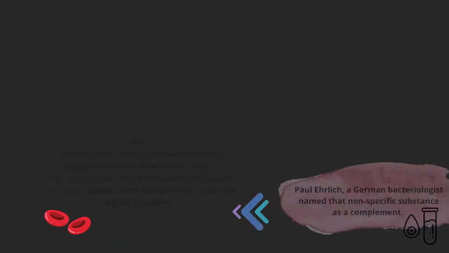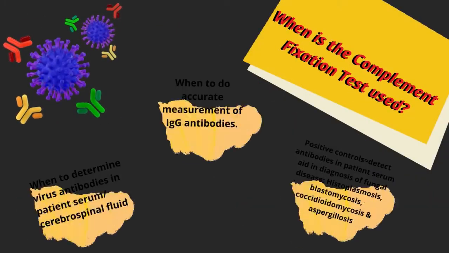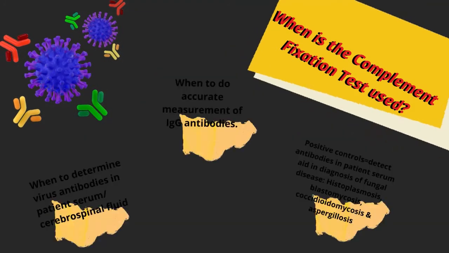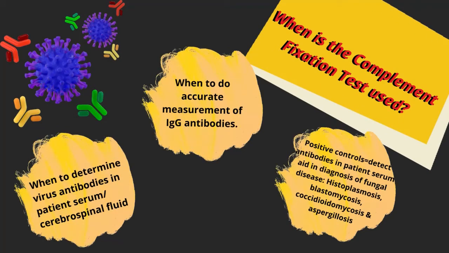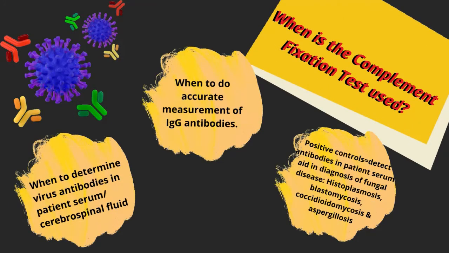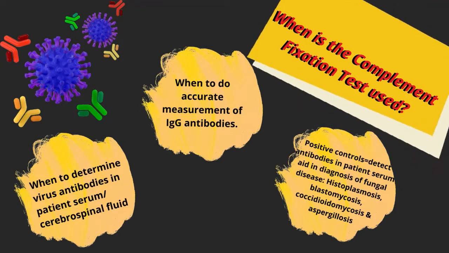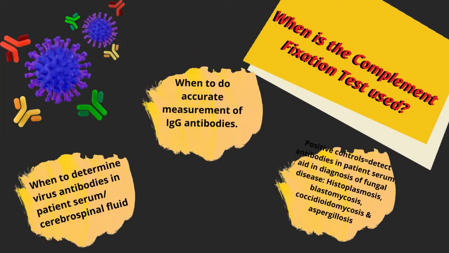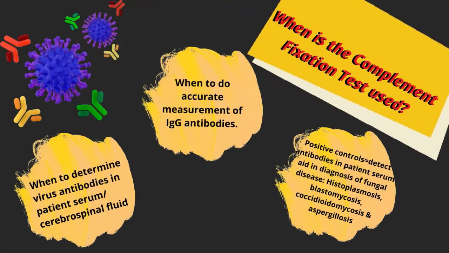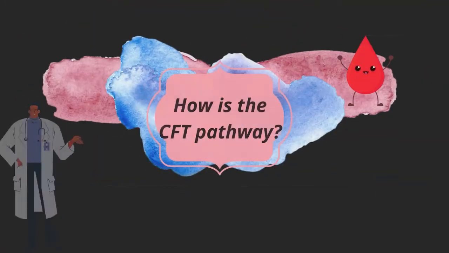When is the complement fixation test used? First, to determine virus antibodies in patient serum or cerebrospinal fluid. Second, to do accurate measurement of IgG antibodies. As a positive control, if antibodies are present in patient serum, it adds to the diagnosis of four specific fungal diseases, which are histoplasmosis, blastomycosis, coccidioidomycosis, and aspergillosis.